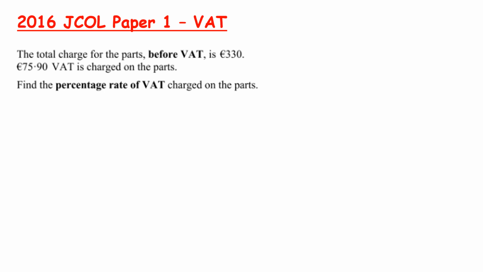So anytime we want to make a percentage, we start by making a fraction. So what fraction is the VAT? So that is 75.90 over 330. Anytime we make a fraction to make a percentage, we always put whatever the change is, so in this case the VAT, over the original amount, which is in this case the price before VAT. Once I have a fraction, to turn it to a percentage, I multiply by 100 or 100 over 1.